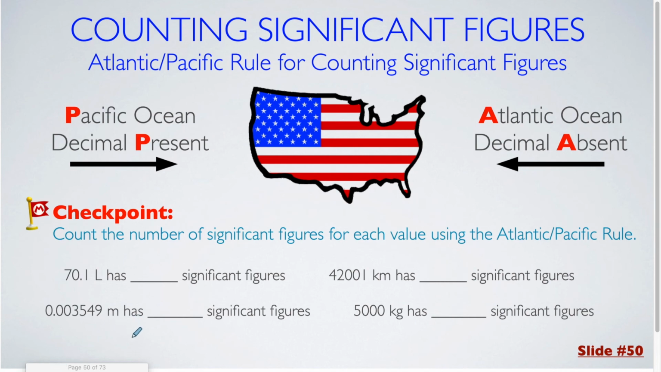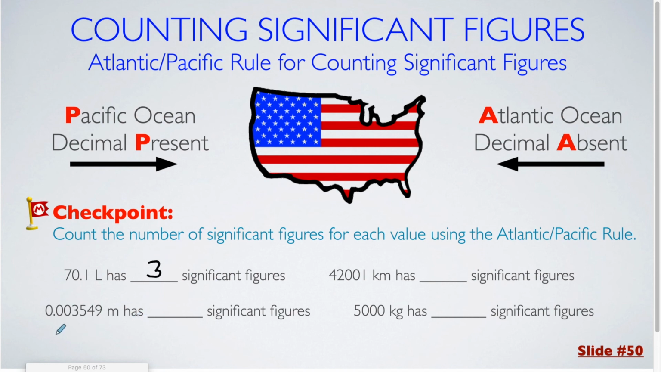So let's try a couple of examples where we're using this little trick instead of the 5 rules that we originally learned. Here I have a decimal which is present. So that means I'm going to start counting from the Pacific or left side. My first number here is a non-zero. So that tells me that everything that follows it is going to be significant. 1, 2, 3 digits. So that would be 3 significant figures.